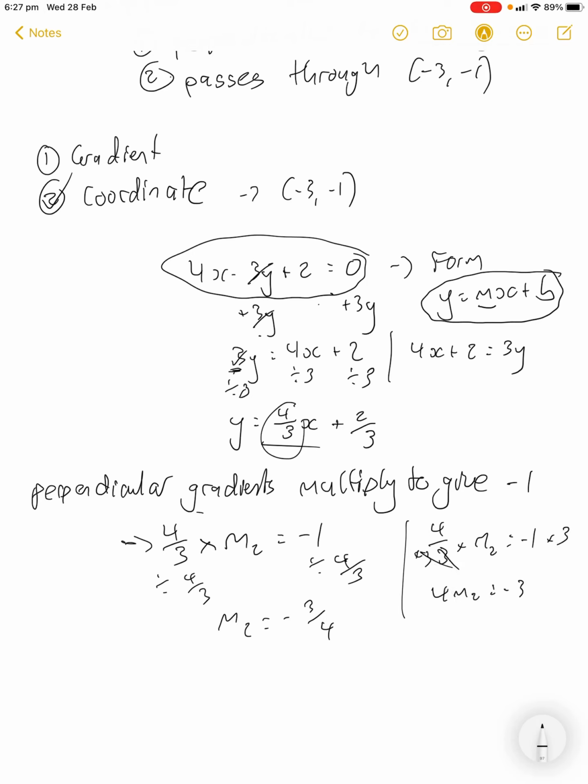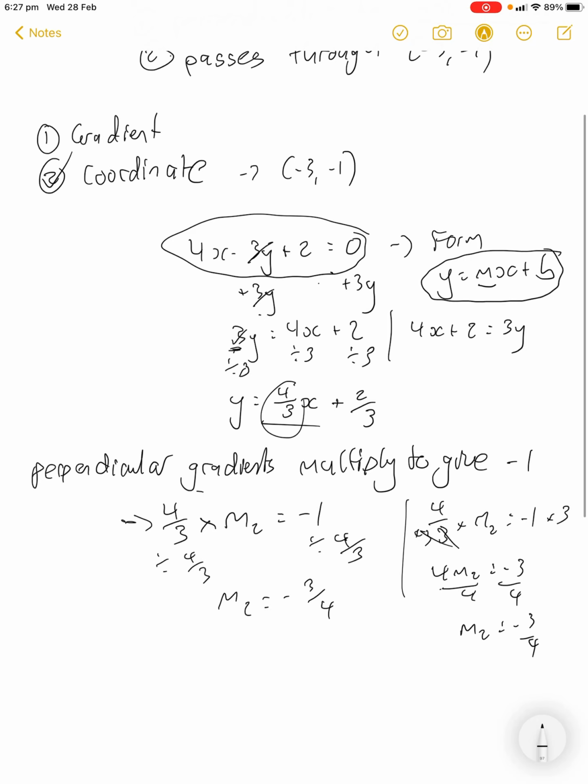4m2 is equal to negative 3. And then divide both sides by 4. Both things will give you the same result. So now I've got the gradient that I'm after. I've got the gradient and I've got my coordinate. I need to find the equation of my new line.